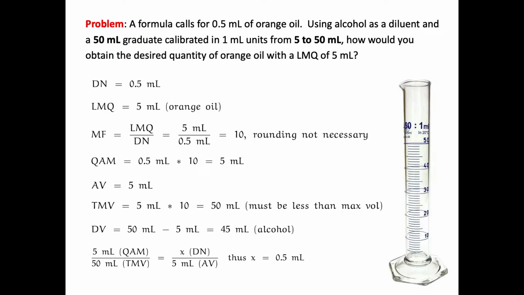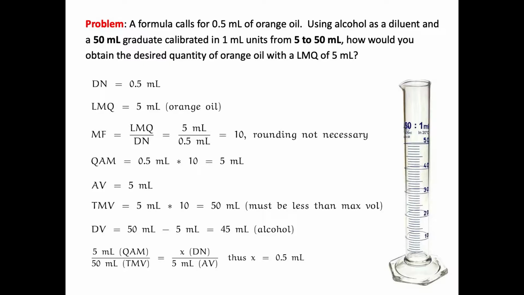So we'll start off with the same amount of drug needed. So we still need 0.5 milliliters of the orange oil. And the question told us with the 50 milliliter cylinder, the least measurable quantity now is 5 milliliters. So step 1, to calculate the multiplication factor, would take the least measurable quantity of 5 milliliters divided by the drug needed, which is 0.5 milliliters, and we see that the multiplication factor is 10. Exactly, so no rounding is needed. So next we'll determine the quantity of our drug to actually measure by taking the drug needed of 0.5 milliliters times 10, and we see that equals 5 milliliters.